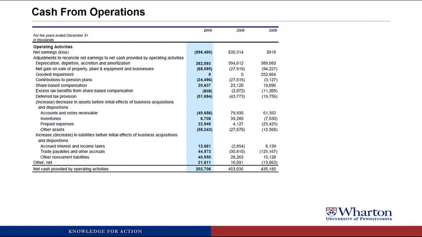So here is the cash from operations for Vulcan. And as you can see in the top line, we had net income or net loss in 2010. And here we have cash from operations, which is still pretty healthy, still pretty high and positive.